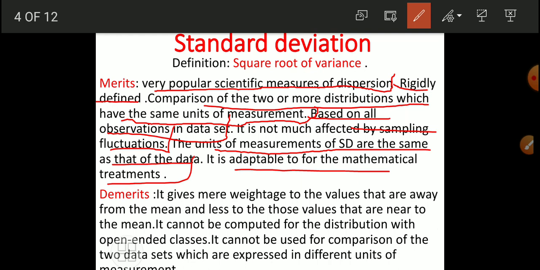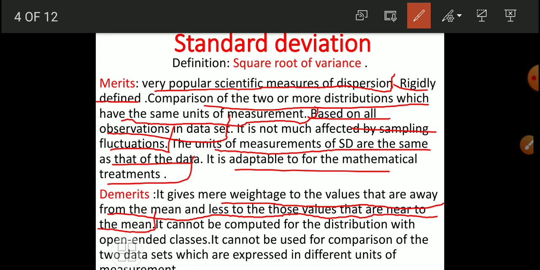Also, as we know, some demerits are there for a standard deviation. It gives more weightage to the values that are away from the mean and less to those values that are near to the mean. Although all observations are considered at the time of calculation of a standard deviation, there is a little bit of a problem: it gives more weightage to the values away from the mean and less to those values that are near to the mean.